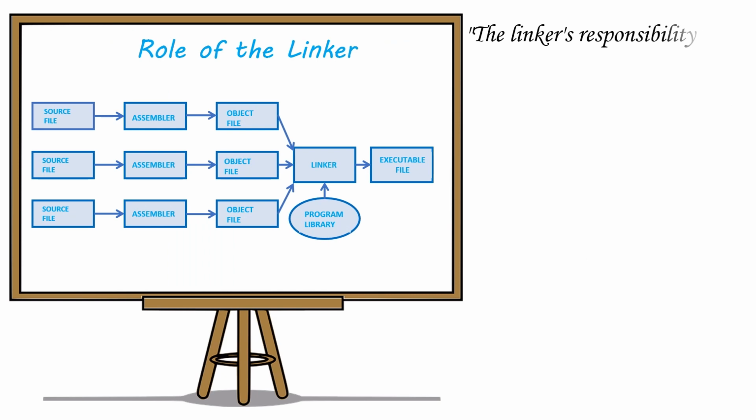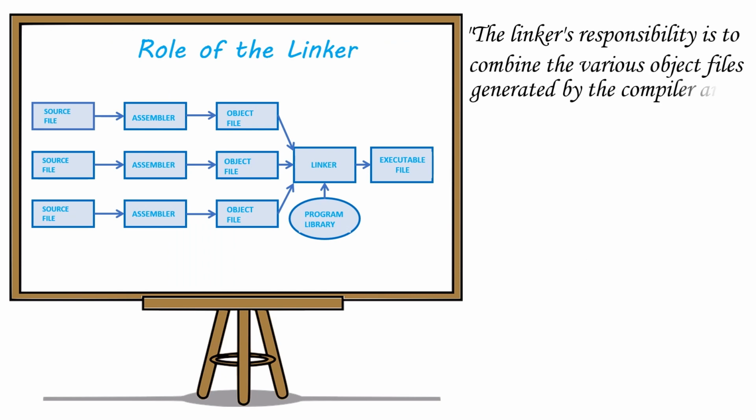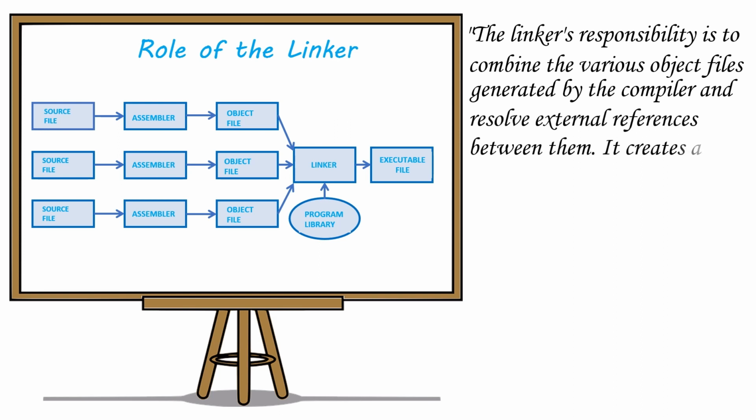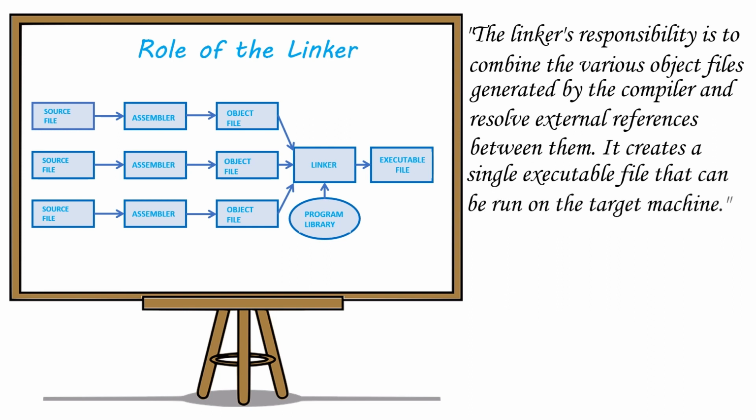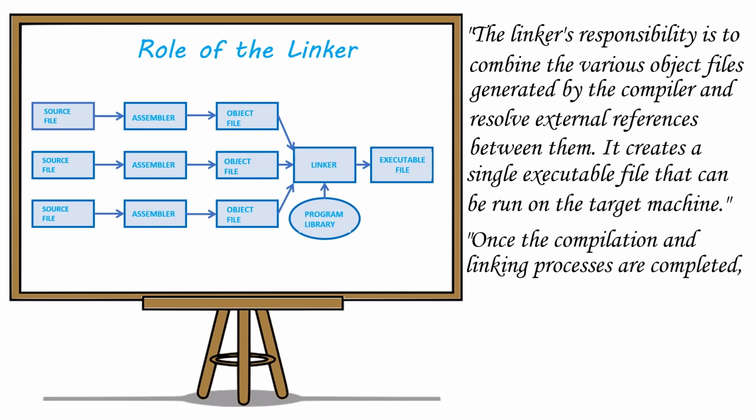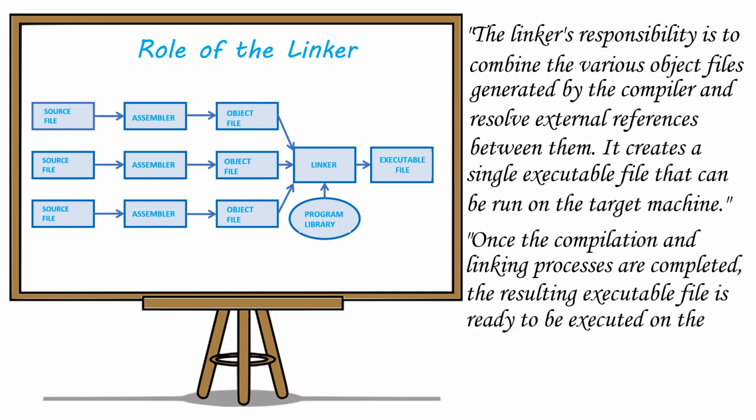The linker's responsibility is to combine the various object files generated by the compiler and resolve external references between them. It creates a single executable file that can be run on the target machine. Once the compilation and linking processes are completed, the resulting executable file is ready to be executed on the target machine, bringing the program to life.